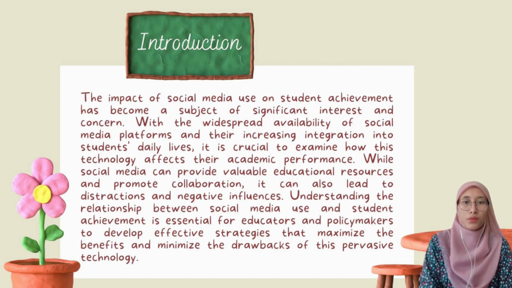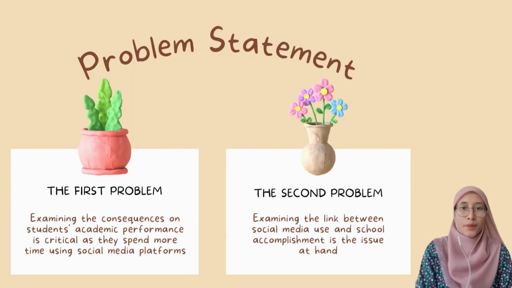Understanding the relationship between social media use and student achievement is essential for educators and policymakers to develop effective strategies that maximize the benefits and minimize the drawbacks of this technology. Problem statement. First problem, examining the contribution to student academic performance is critical as they spend more time using social media platforms. Second problem, examining the link between social media use and school accomplishment is the issue at hand.